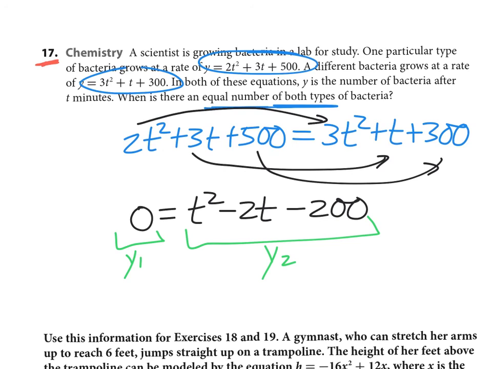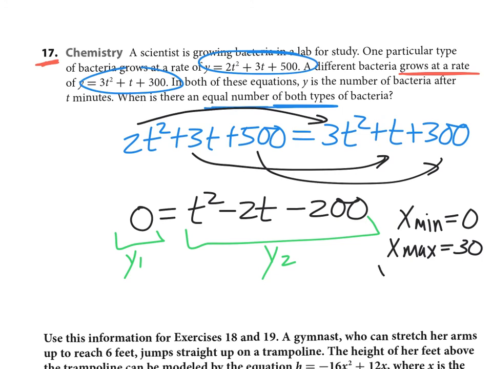Now, the thing about this is t, again, is time. Time cannot be negative. So when you set up your window, you want to think about your window being set up appropriately. So t here is x. So I want my x min to be 0. I'm probably going to expand my x max, not knowing when the time is that these will be equal. So instead of just going to 10, I might go to something like 30. Okay, this is talking about bacteria growing. That means it's going up.